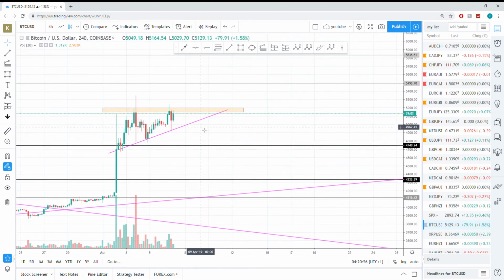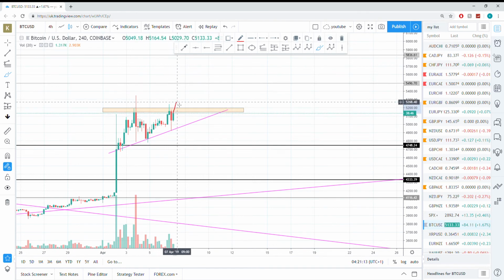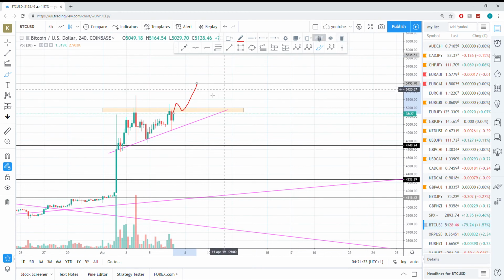So what I would want to see to get involved with the market here is a clear push on the upside of this zone. I want price action to completely close above this and come back here for a retest, and then I would look for entry upwards. So that's if you want to get into the market now with Bitcoin. If I'm looking to buy, then that is what I would want to see.